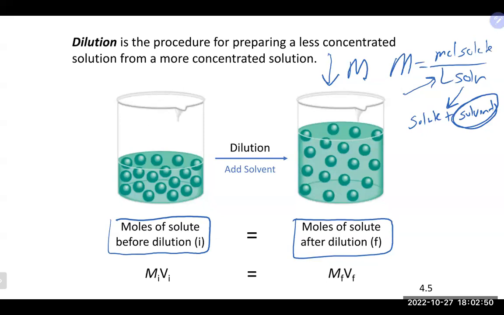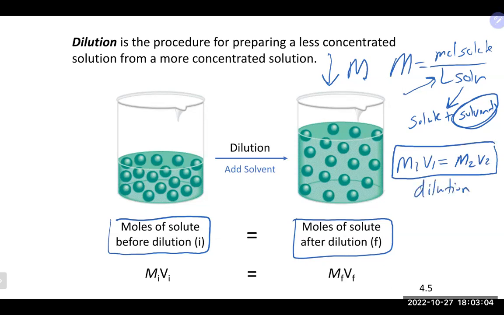So there is a dilution equation, and it is sometimes referred to as M1V1 is equal to M2V2. This is a dilution equation. M1 is the molarity before the dilution. V1 is the volume before the dilution. M2 is the molarity after you dilute it. And V2 is your final volume of your diluted solution. It doesn't really matter. You can do it either way.